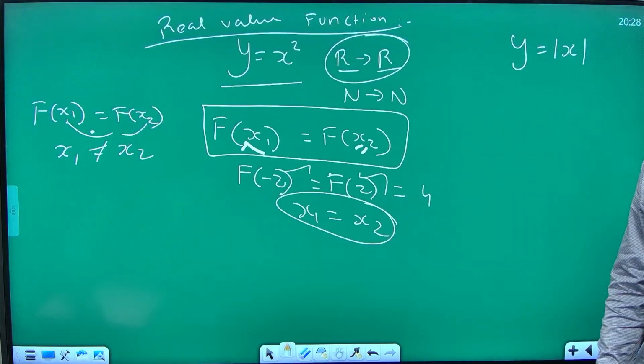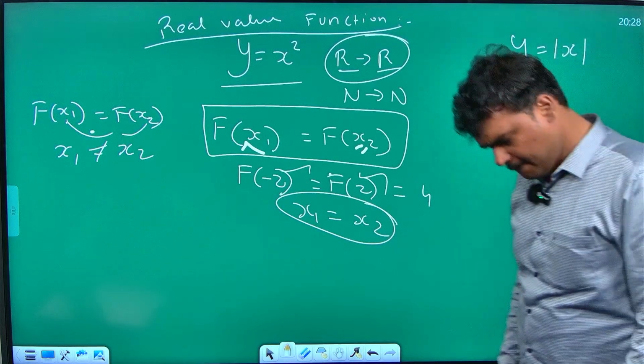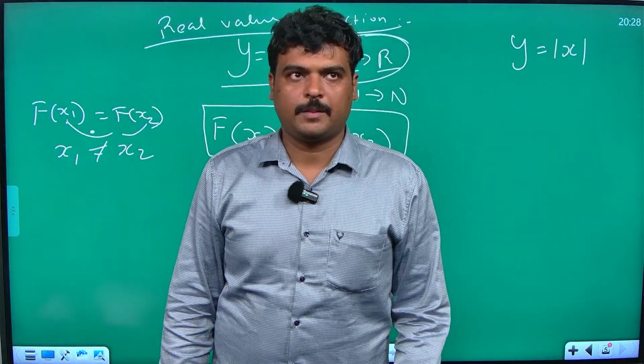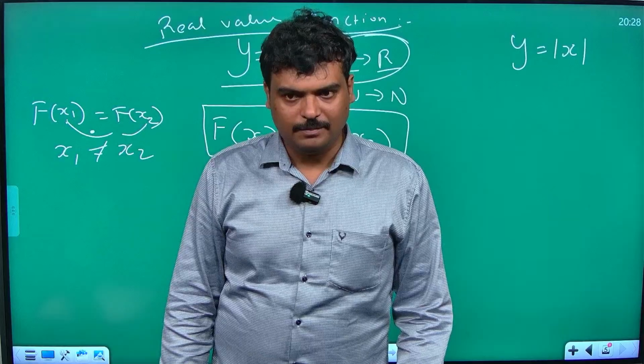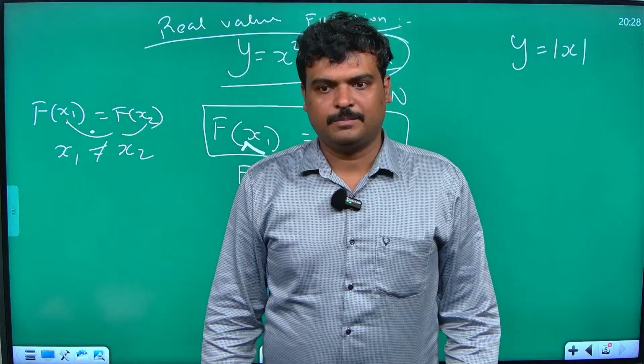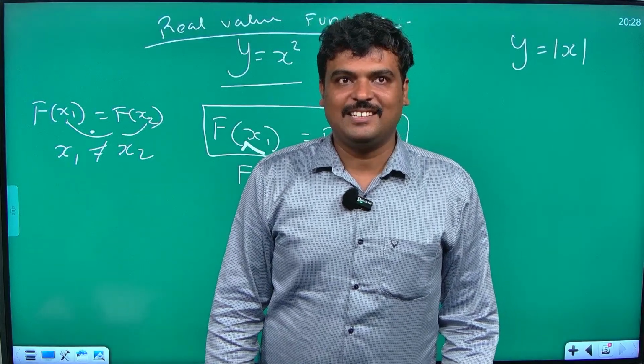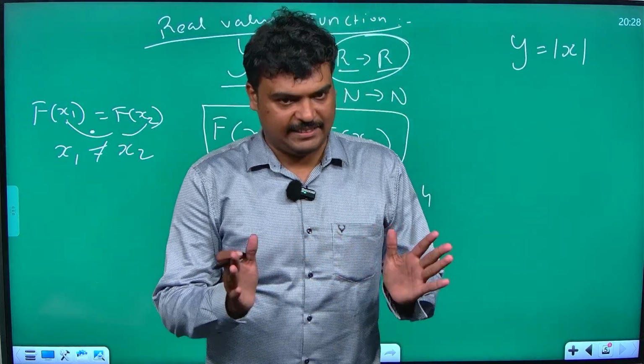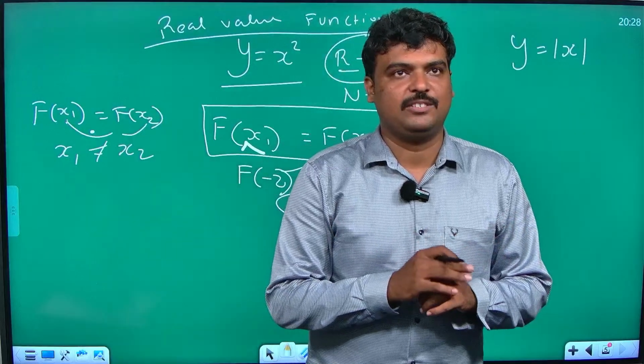Sir, to prove it's one-to-one, don't we have to prove that if f of x1 equals f of x2, then it implies that x1 is equal to x2? Yeah, that's it. Or should we prove that it's not equal? See, whenever the result fails, we can show an example, Surya.